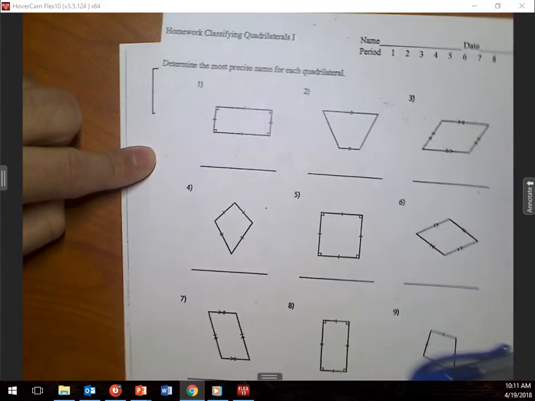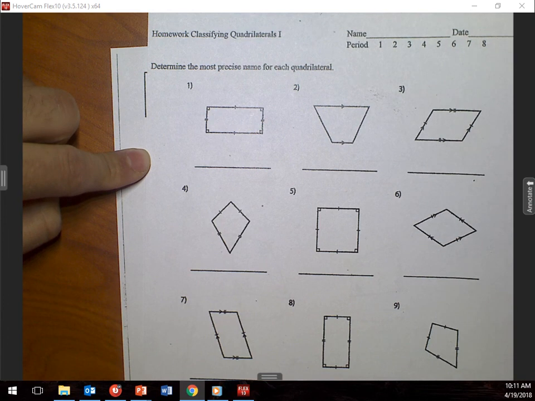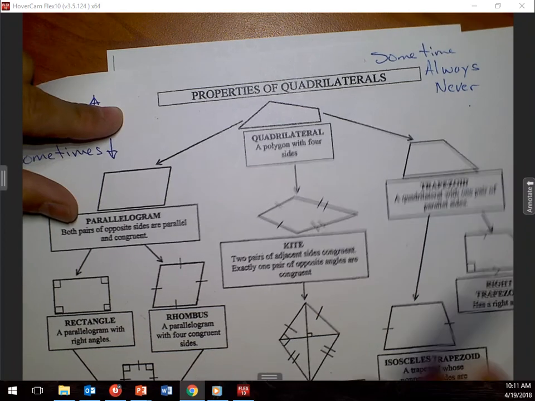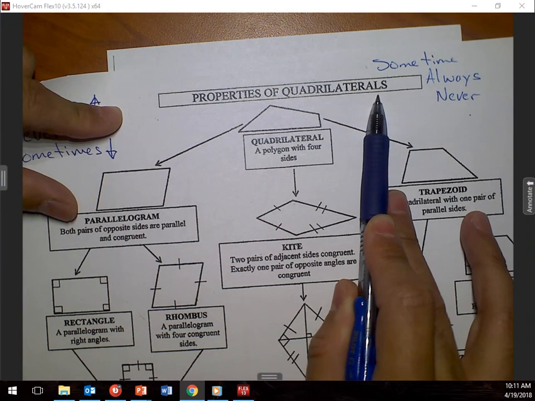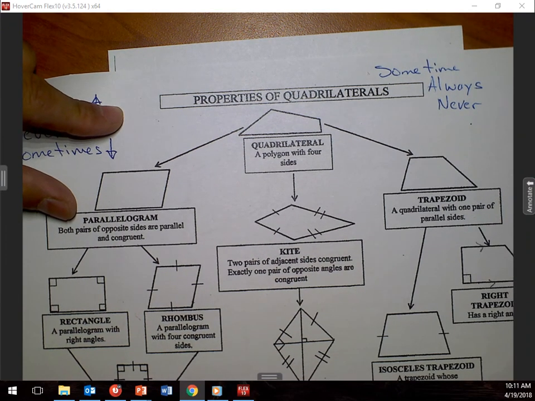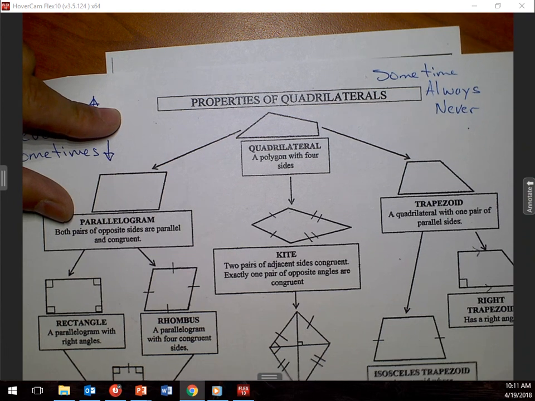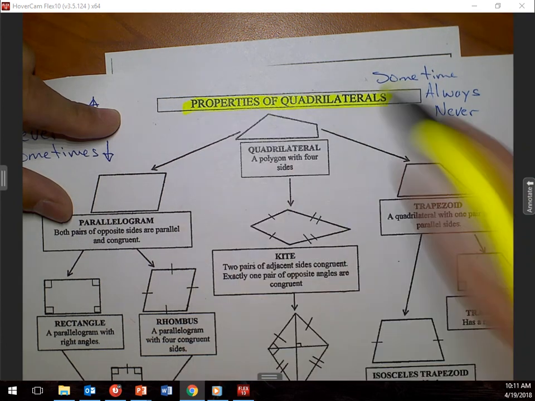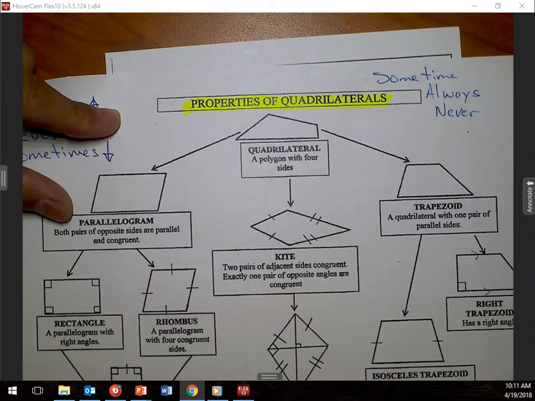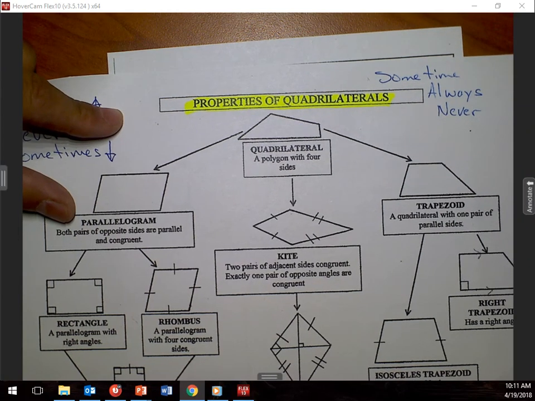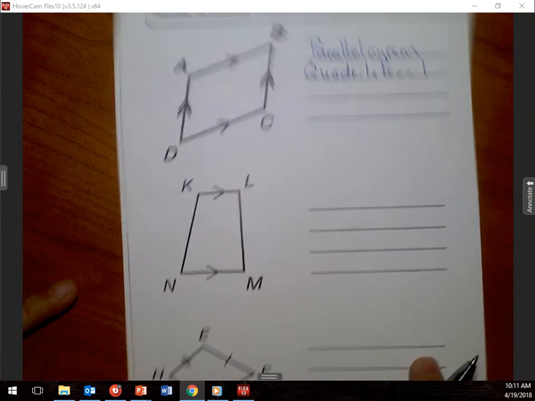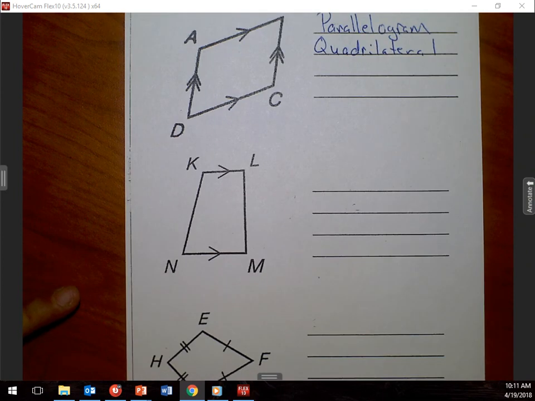Hey, look, it's almost exactly like my practice that I'm going to have over here. So for this one right here, this one's going to be properties of quadrilaterals. So my table of contents, I forgot to mention that, is going to have this on it, right? Properties of quadrilaterals. All right, let's take a look at this next one.